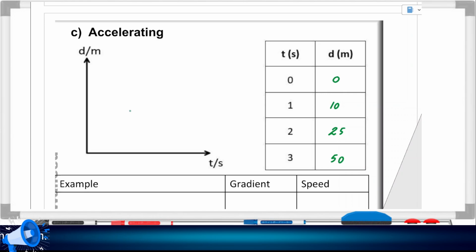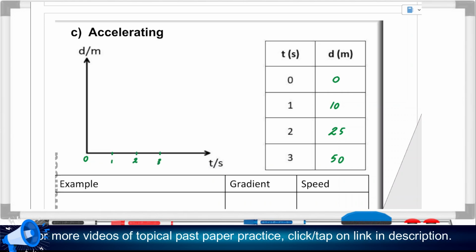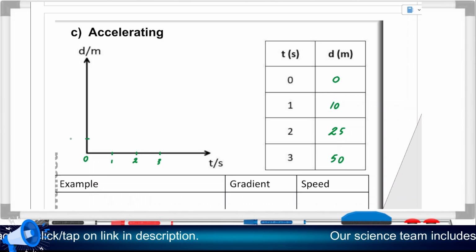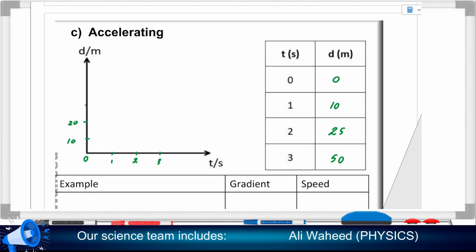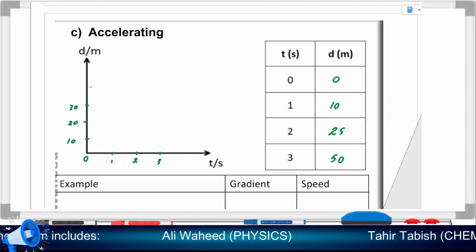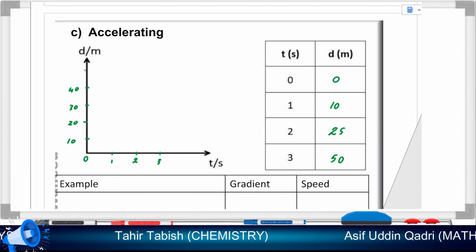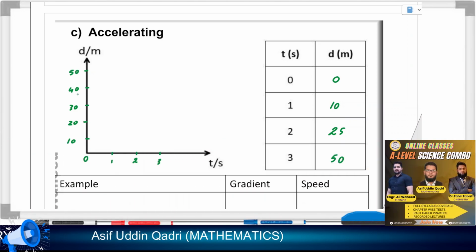And for this one, I'll need to plot the points. So this one represents 0 on the x-axis. This one is 1 on the x-axis. This one is 2 on the x-axis. And this one is 3 on the x-axis. And let me plot the points for y. So let's go with 10, 20. I'll try to ensure we're marking with equal spacing as much as we can. I'm not using the ruler though, so it'll be an approximation.